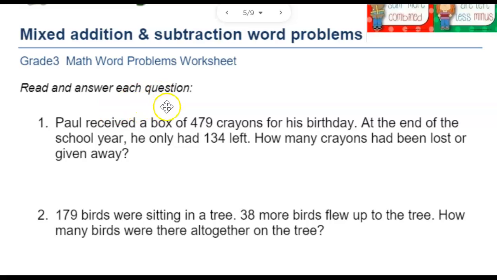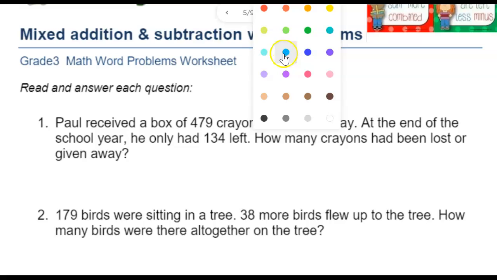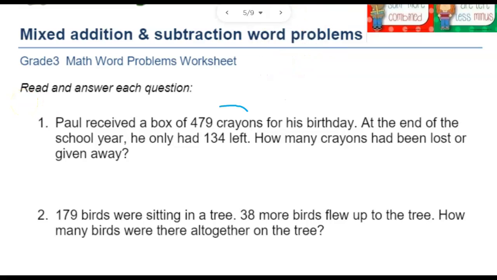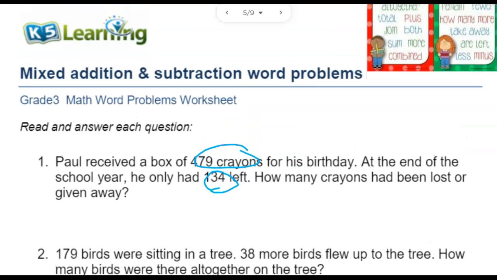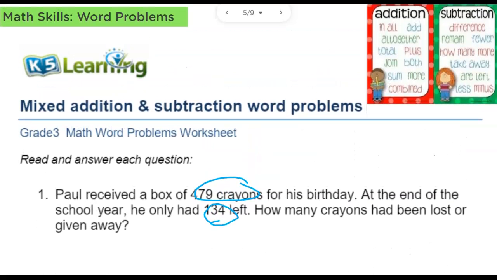Paul received a box of, we're going to use cubes to help us here, 479 crayons for his birthday. At the end of the school year, he only had 134 left. Oh my, I see one of those keywords. Are left. So I'm going to box that. That is a keyword that I would box. How many crayons had been lost or given away?